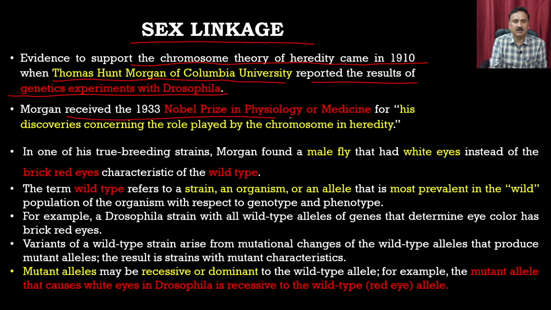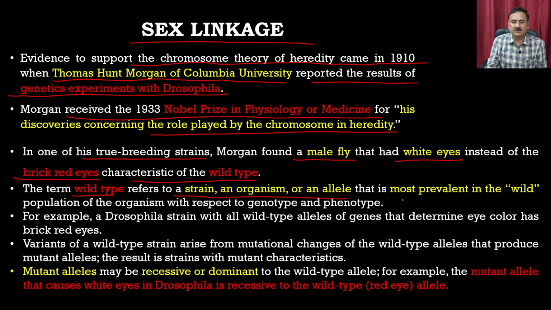Morgan received the Nobel Prize for his discovery concerning the role played by the chromosome in heredity. In one of his true-breeding strains, Morgan found a male fly that had a white eye instead of the brick red eye characteristic of the wild type. The term wild type refers to the strain of an organism that is most prevalent in the wild population of the organism, with respect to genotype and phenotype.